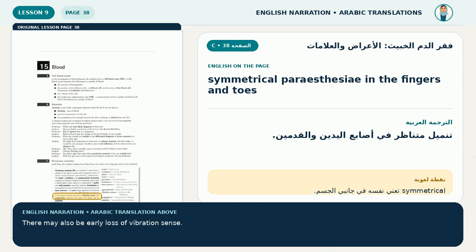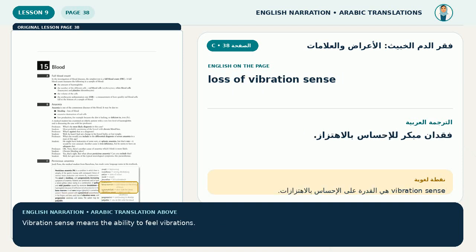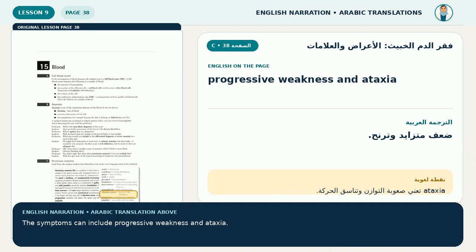There may also be early loss of vibration sense. Vibration sense means the ability to feel vibrations. The symptoms can include progressive weakness and ataxia. Progressive means continuing to develop or becoming worse. Ataxia means difficulty with balance and coordinated movement.